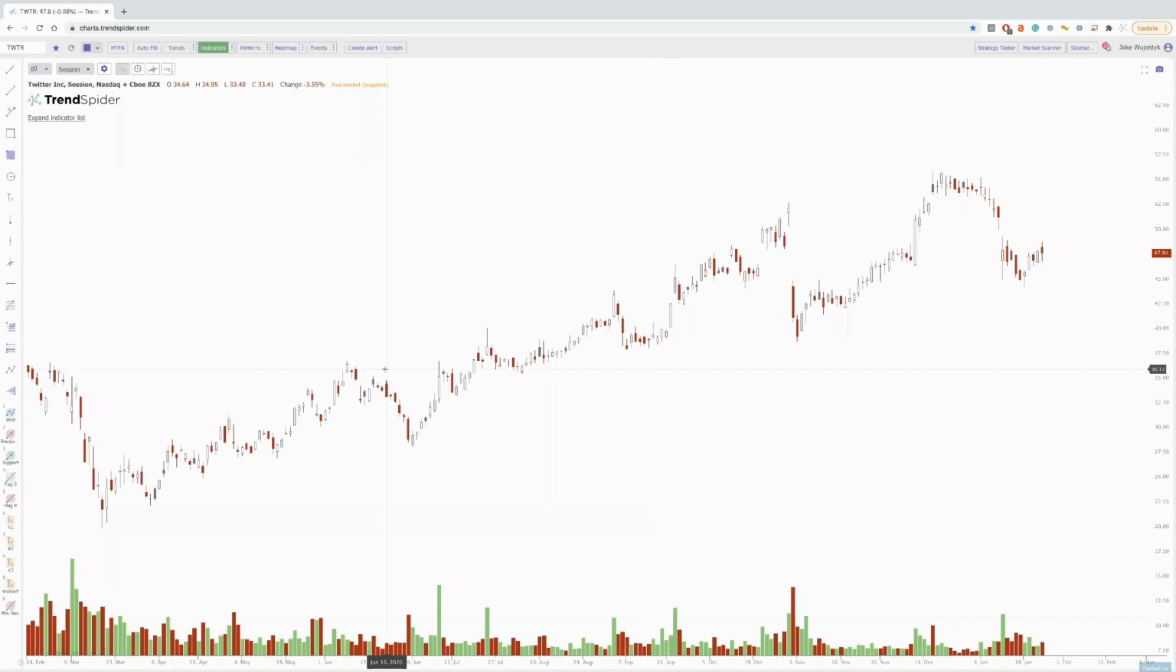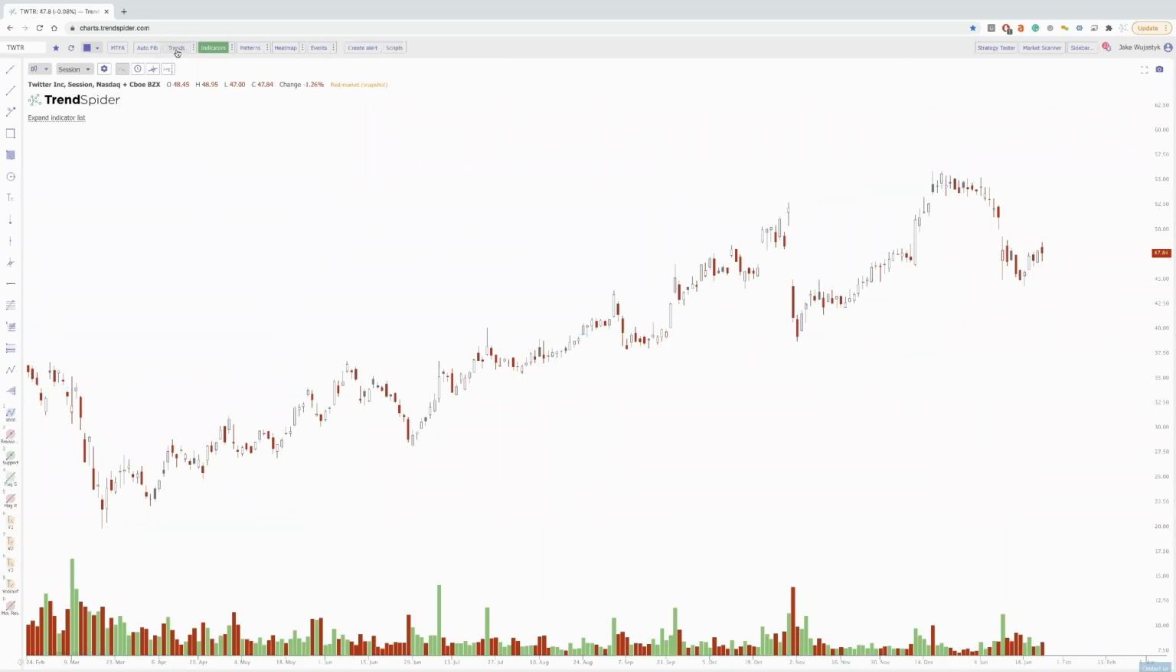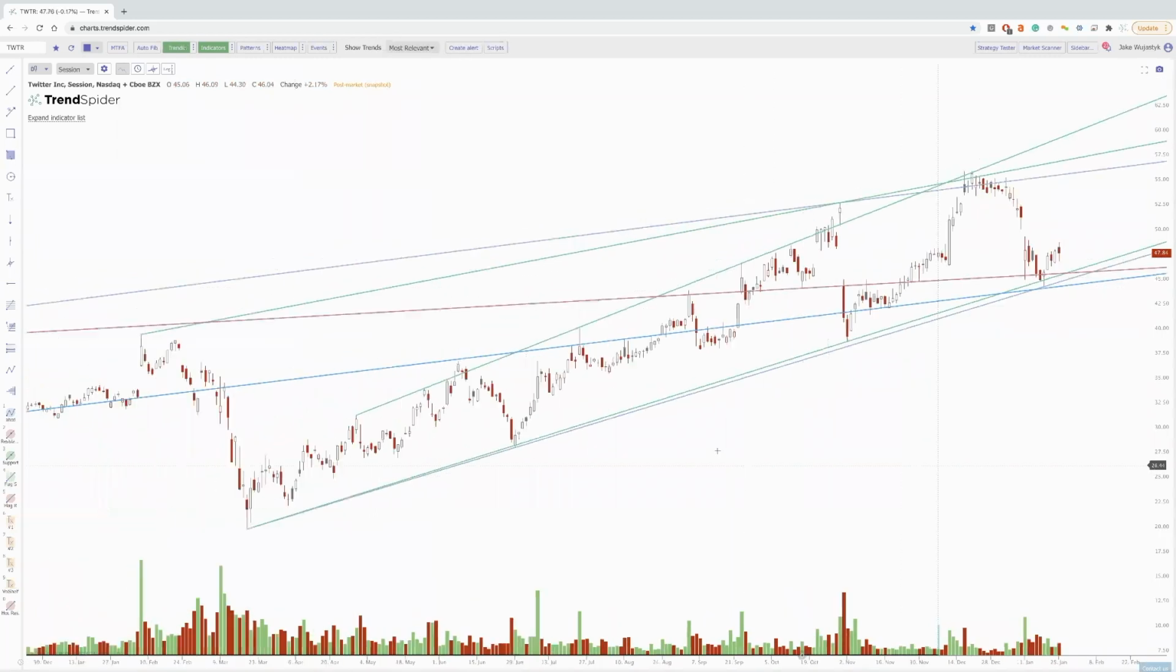But I'll start with just a plain Twitter chart here. I'll be focusing on some of the things that I like to use on the platform, but also some things that may be beneficial to others. One thing that I use quite a bit is something called the auto trends. The auto trends is this button at the top here that allows you to have the system draw these areas for you on the chart.